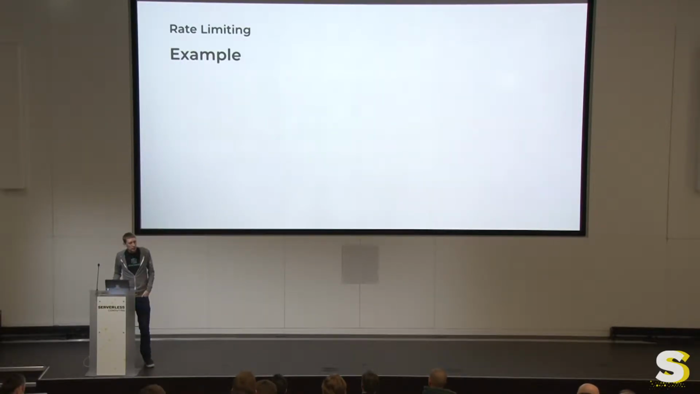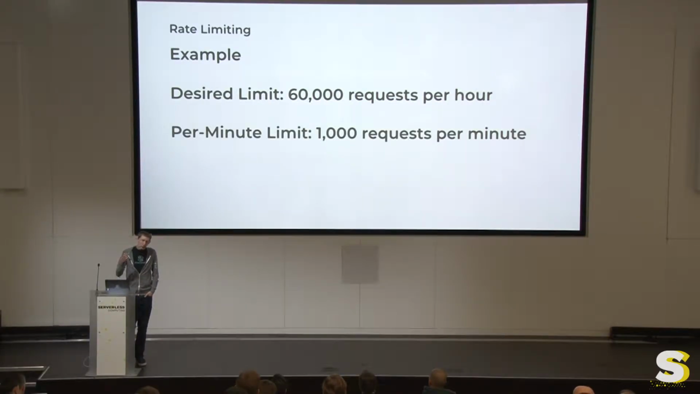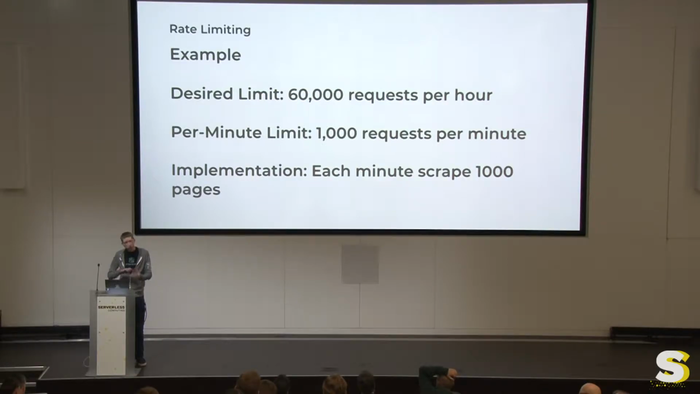As an example, we might say that we want to limit to 60,000 network requests per hour. So we dial it back a little bit and we refine it. We say, okay, that's 1,000 requests per minute. If we start to think at a high level of how we might implement this, we can flip it and say every minute, let's scrape 1,000 pages. So how do we do that?